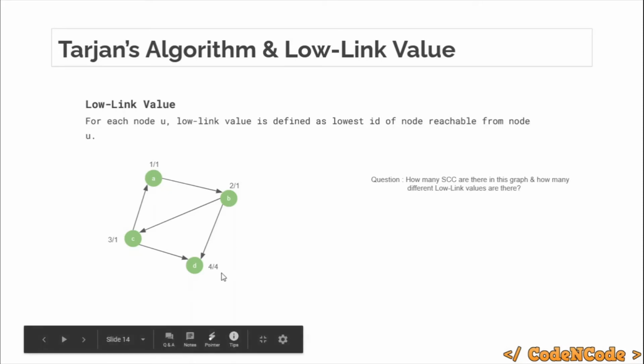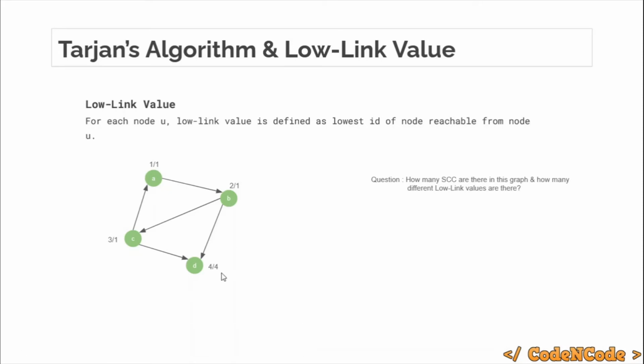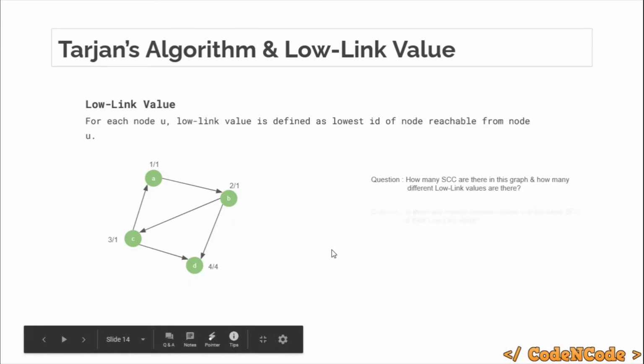So is there any connection between the count of the low link values and the number of strongly connected components? Well, there may be, we do not know.